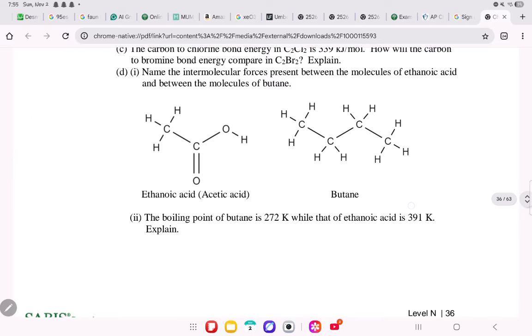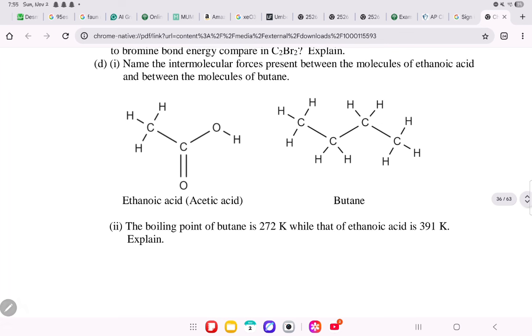Part D, what does it say? Name the intermolecular forces present between the molecules of ethanoic acid and between the molecules of butane. Okay, ethanoic acid has oxygen and it's polar, so that means it has hydrogen bonds, PD-PD, and also ID-ID. Here, this is a hydrocarbon, right? That means it's only carbon and hydrogen. So due to this, it's non-polar, right? And if it's non-polar, then the only force that it has is the London dispersion force, which is ID-ID.